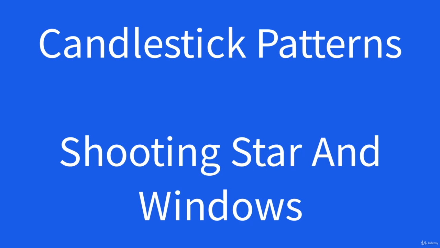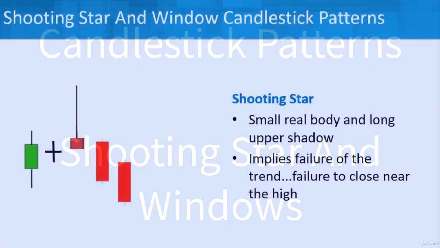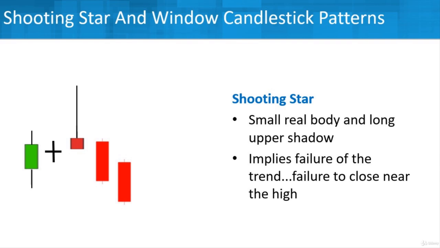So shooting star and window candlestick patterns are very interesting patterns themselves here. And in a shooting star, we'll start with that one, you have a small real body and a long upper shadow, right? What it's doing is implying the failure of a trend to continue. It's a failure to close near the high. Certainly the high being in that whole upward shadow, that whole long upward line on the trading range going up. It's not getting you near how high it got during the trading period, the trading day, for example.